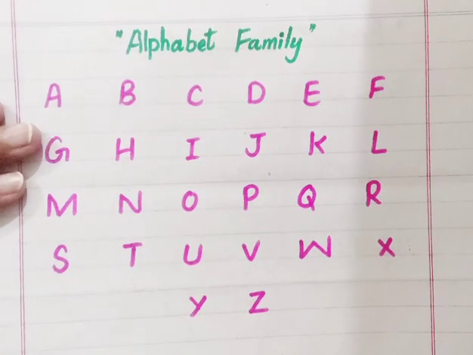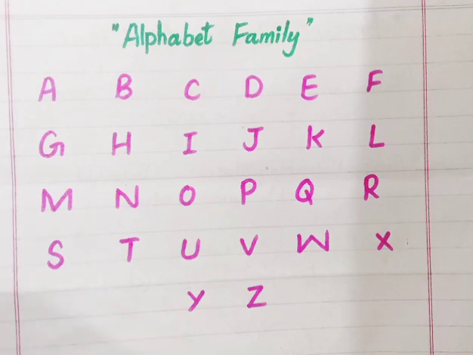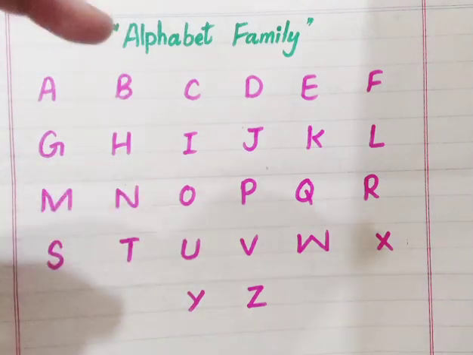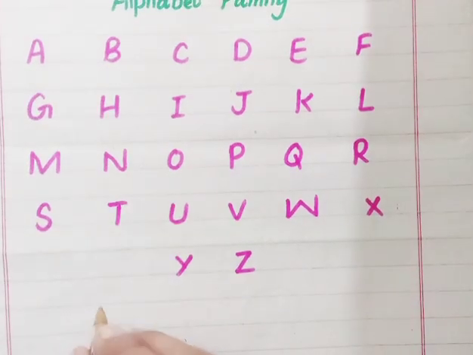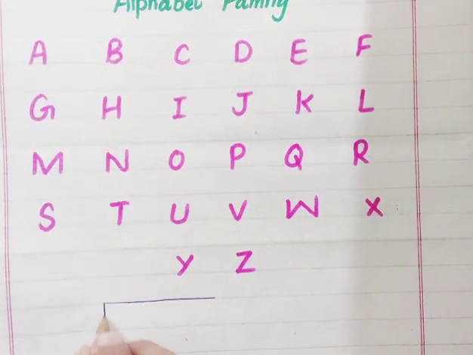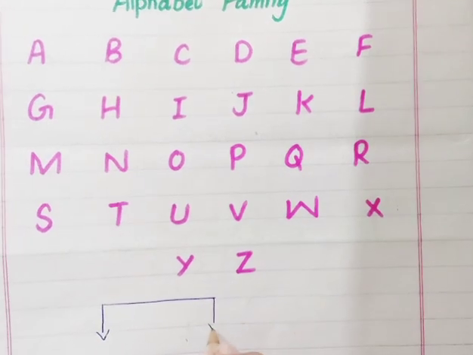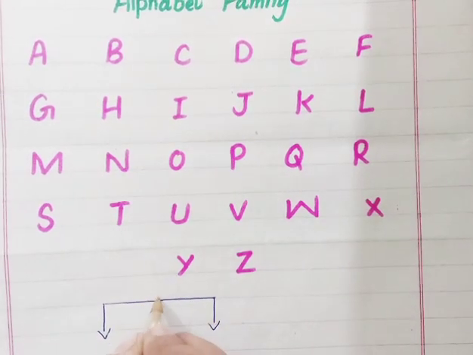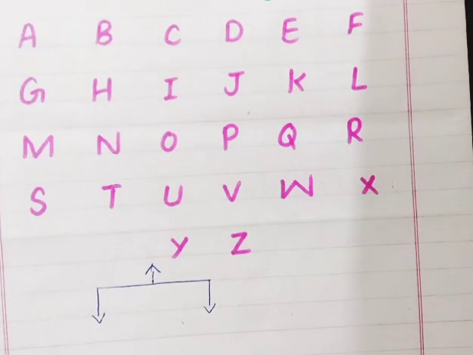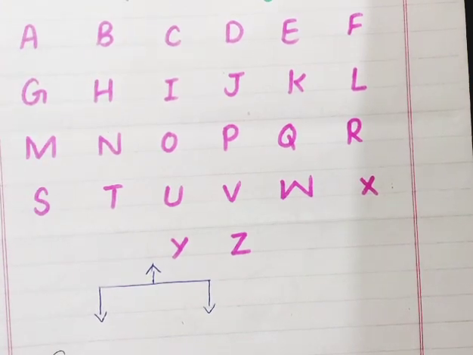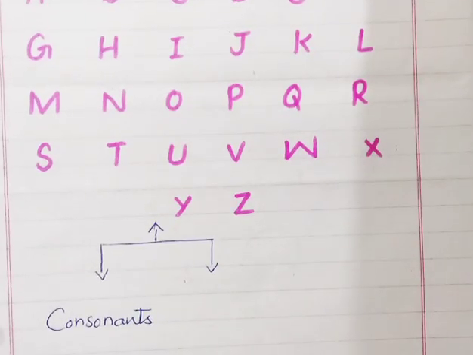Now, this alphabet family has two types of letters, right? Now we will discuss these two types. We have categorized them. The first type of alphabet is consonant. Consonants. You repeat with me.